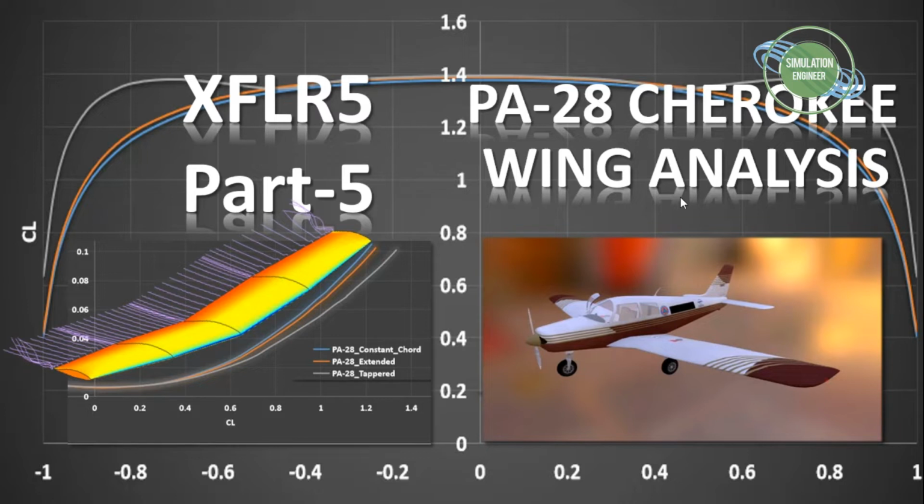So this part 5 will be today specifically about an old, very famous aircraft, the PA-28. It's a Cherokee wing, so it's for this aircraft you're seeing in the picture on the screen. I will be doing the wing analysis, so it will be a direct comparison between 3 different wing planforms, and we will see how it really affects the induced drag coefficient.